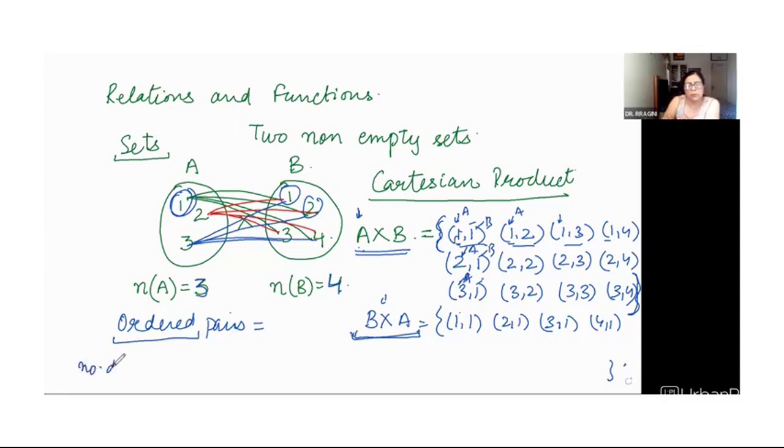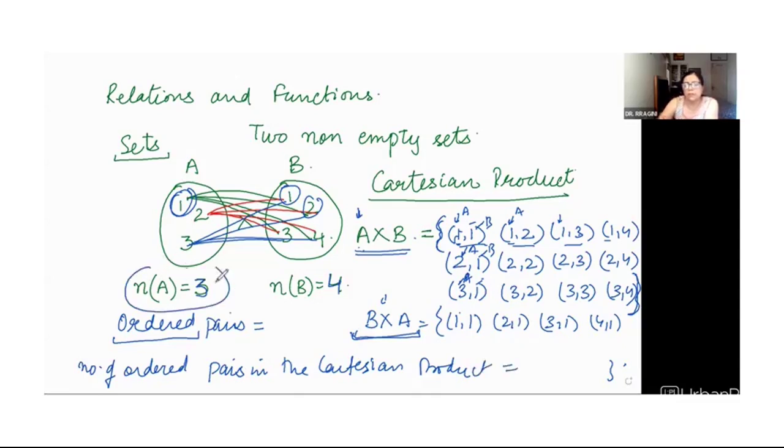So the number of ordered pairs in the Cartesian product is equal to the number of elements in A, n of A, times n of B, right? So this is the total number of elements in the Cartesian product of 2 non-empty sets, right? Let's do one more example here.